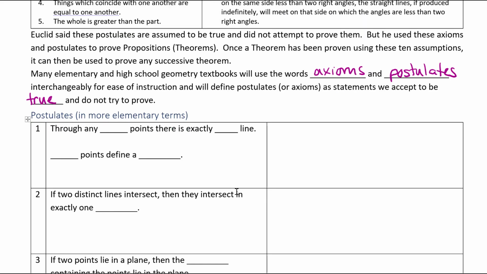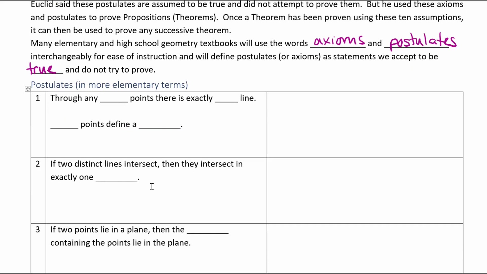Now, these are some postulates, in more elementary terms, that I have found in geometry textbooks from high school geometry. So I just wanted to show you them in a little bit more concise way, because some of the axioms and postulates from Euclid are a little convoluted just because of the wording. So here's the first one. Through any 2 points, there is exactly one line. Another way we can say that is 2 points define a line. You'll hear that one quite a bit.